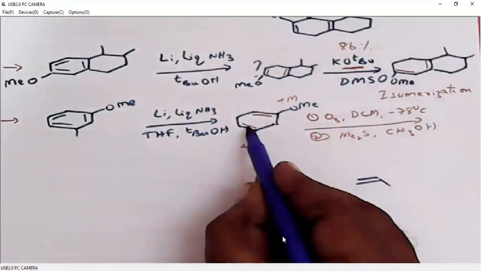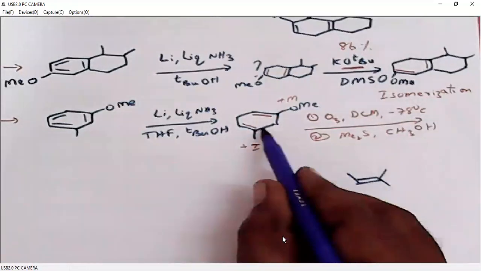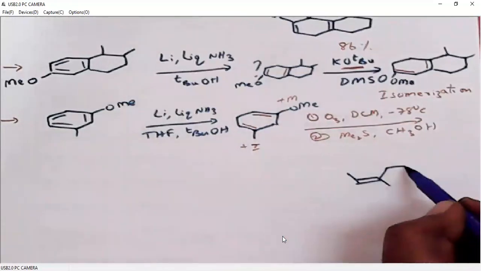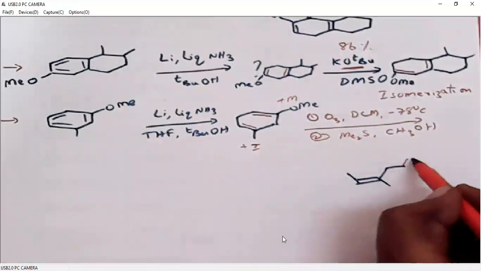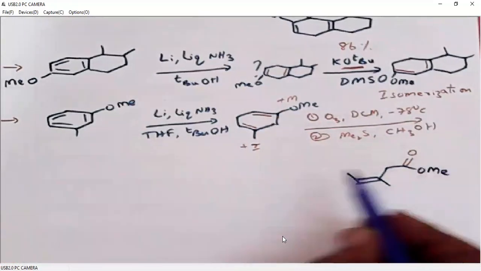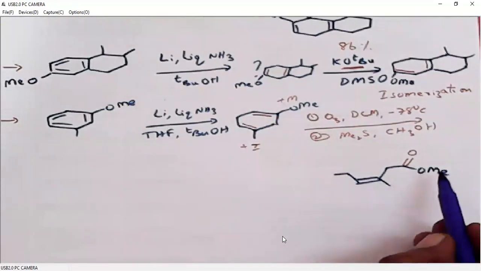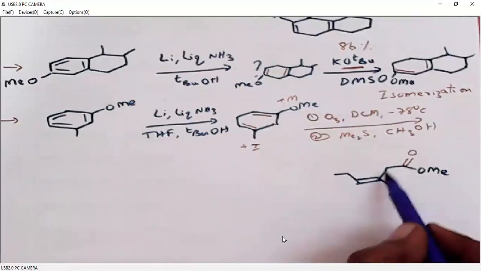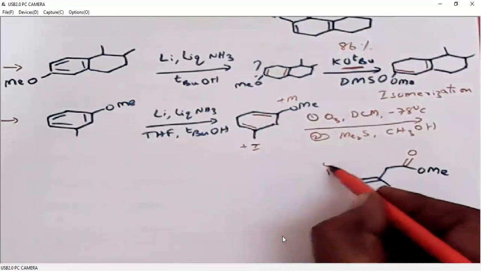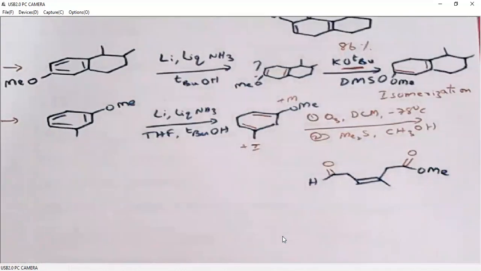Around this double bond, the stereochemistry is Z only. Then this side 1, 2, and the second carbon undergoes ozonolysis, so it is OMe. This side also 1, 2, and the second carbon. When you look at the total number of carbons, 1, 2, 3, 4, 5, 6, so the total number of carbons is 6. Then it is fine. So one side we have an ester, the other side we have an aldehyde.